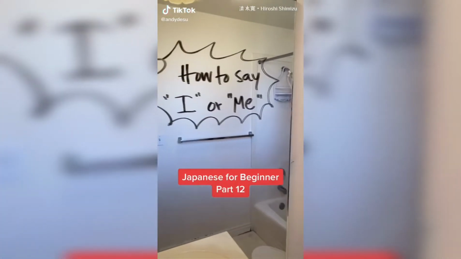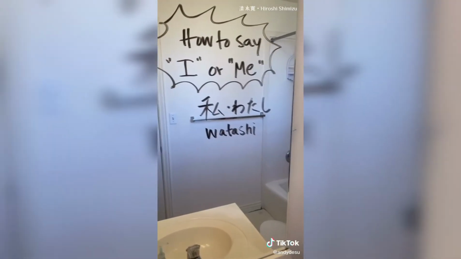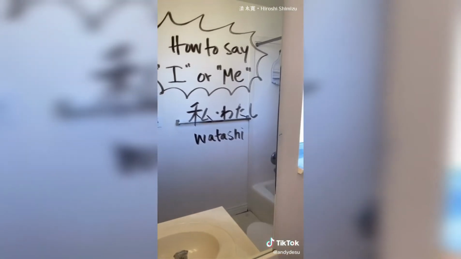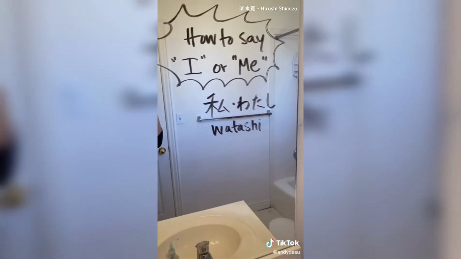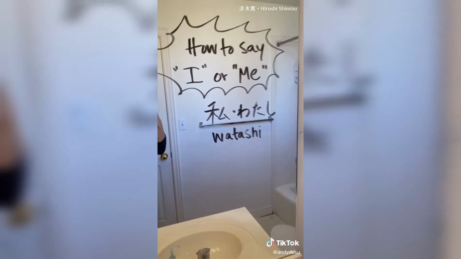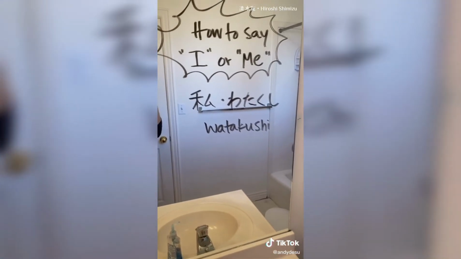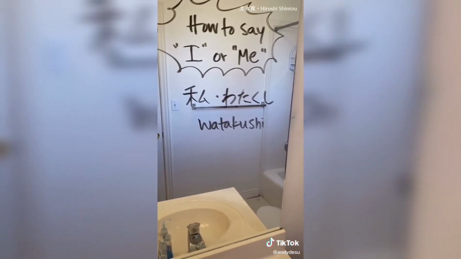In this lesson, we'll learn about how to say I or me in Japanese. There are actually a lot of ways to say I or me in Japanese. We'll just go over some of the more common ones. Watashi is a gender-neutral and polite way to say I or me, and it's mostly used in more formal contexts, although some people use it in casual conversation as well. Watakushi is just a more formal way of saying watashi, and it's usually used in business settings.